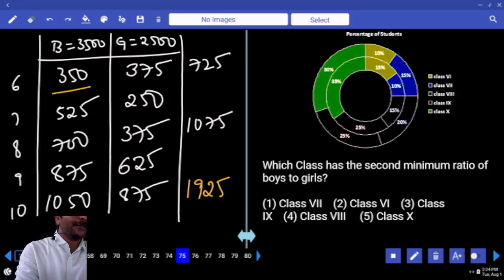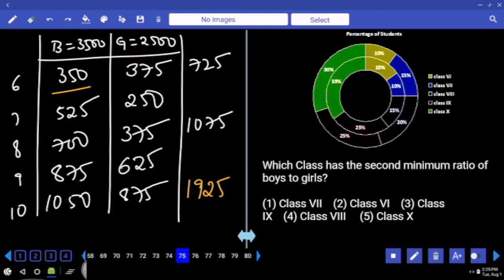How many boys are there? 350. Girls? Numerator more or denominator more? That means value is less than 1 only. This is proper, correct? Remember. Boys more? Boys more? Boys more? Remaining 4 are improper fractions. Only first is proper fraction. So, least fraction is in 6th class only. But the question is second least. If you have second least one, first least is already 6th class, that is over.